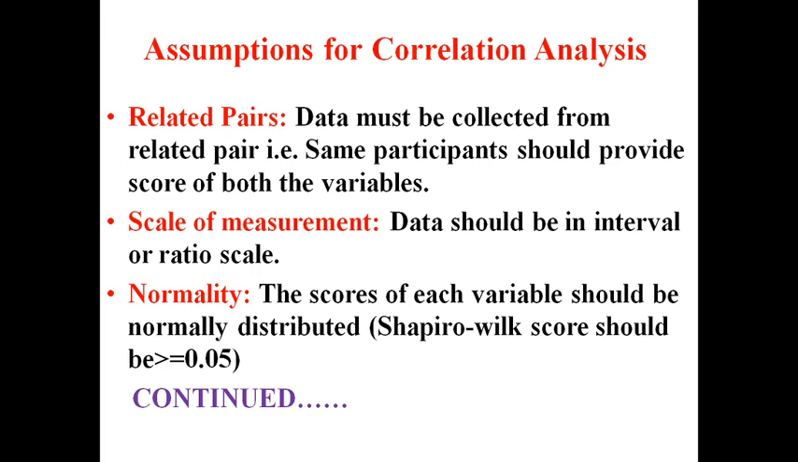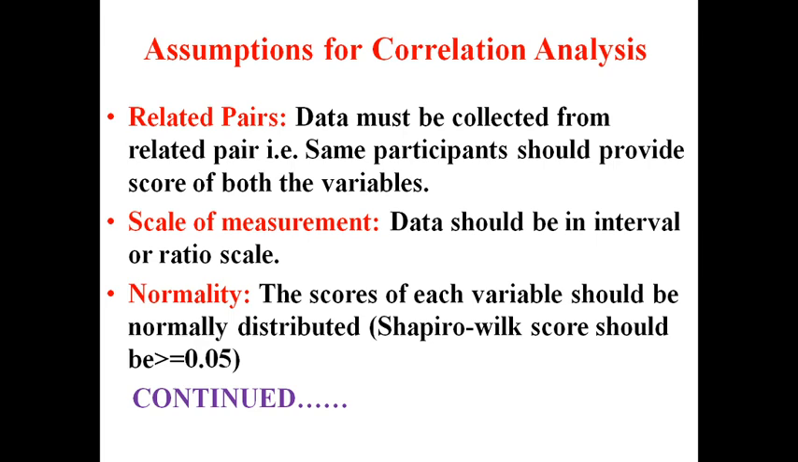Scale of measurement. The data should be in interval or ratio scale for both the variables. So there will be 4 combinations. The first variable may be interval, second also interval; interval and ratio; then ratio and interval; or ratio and ratio. So there will be 4 combinations of data for both the variables.